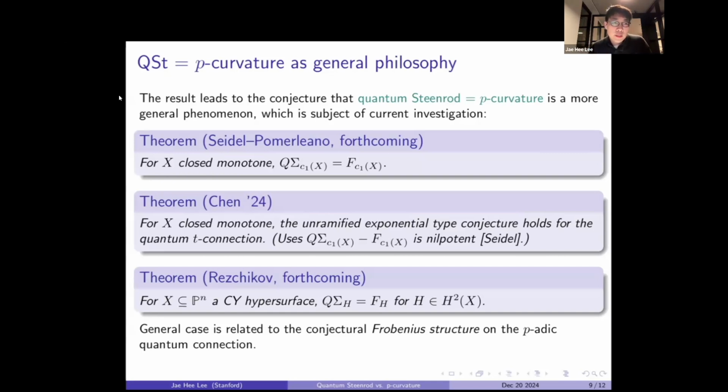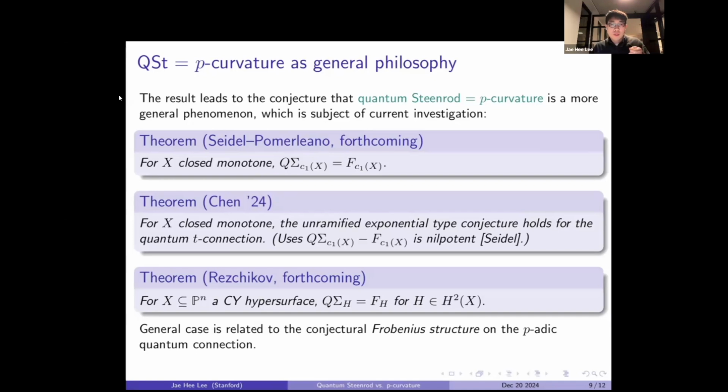certain change of variables to this, and you get a connection now with irregular singularity instead of the usual regular singularity you see for the quantum connection. So it's like the quantum connection expanded at q equals infinity. And this unramified exponential type conjecture is a statement about the precise description of what the formal singularity type of this irregular singularity of the quantum T connection is.